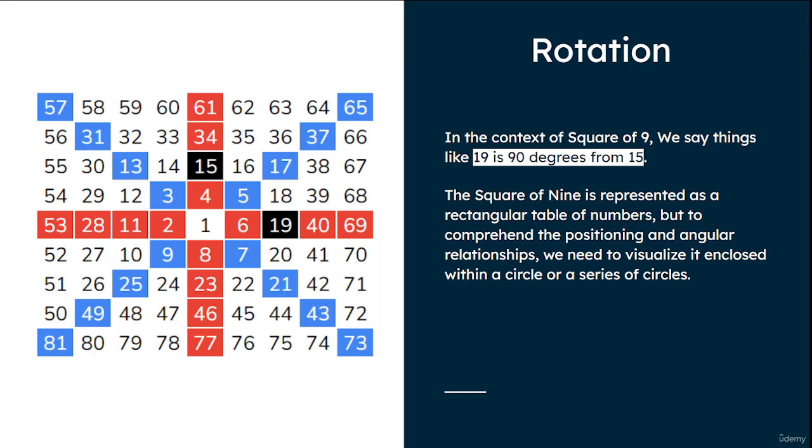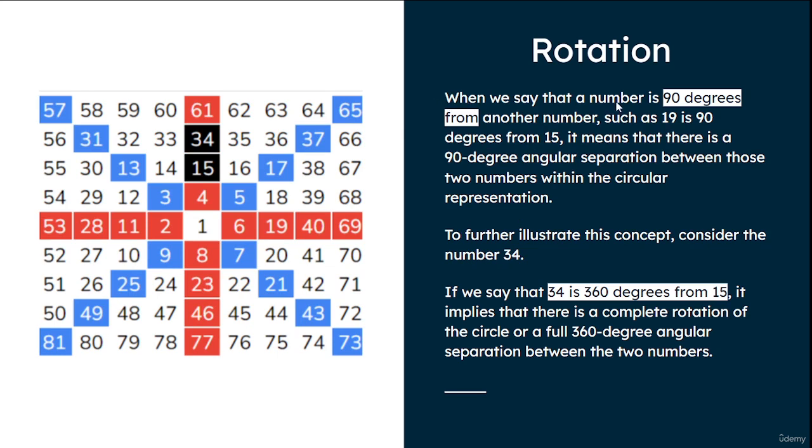In the context of the Square of 9, we say things like 19 is 90 degrees from 15. See 15 and 19, they are 90 degrees apart. The Square of 9 is represented as a rectangular table of numbers, but to comprehend the positioning and angular relationships, we need to visualize it within an enclosed circle or a series of circles. Like this is a series of circles, right? The spiral, like we have already discussed, or the level part.